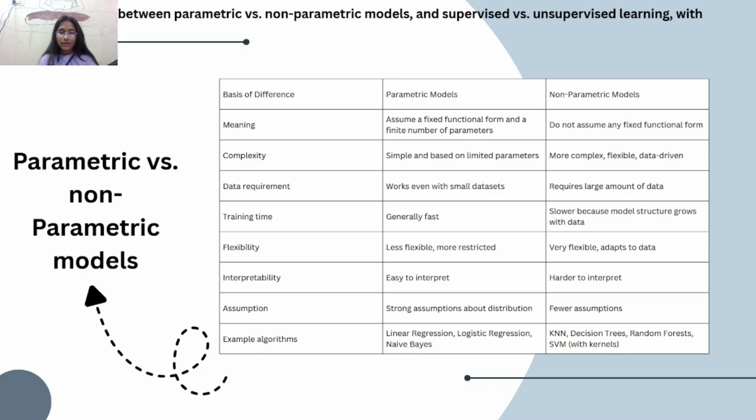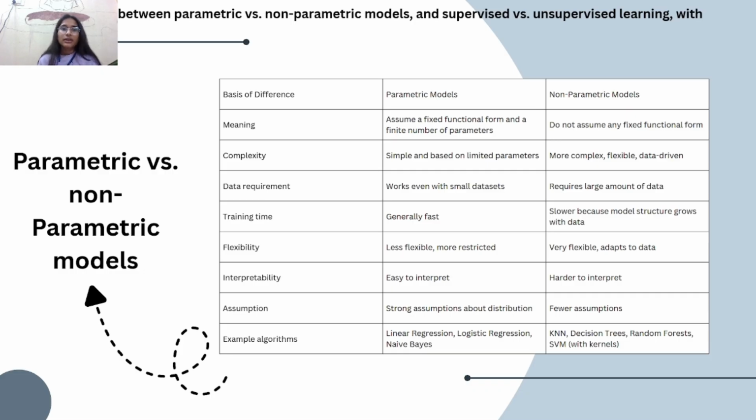And when we are talking about non-parametric models, these models do not assume a fixed function in advance. They learn flexible patterns directly from the data and parameters may increase as data increases. So here the example is k nearest neighbor, decision tree, and random forest. So parametric models are simple and faster, but less flexible, as well as non-parametric models are more powerful but need more data.